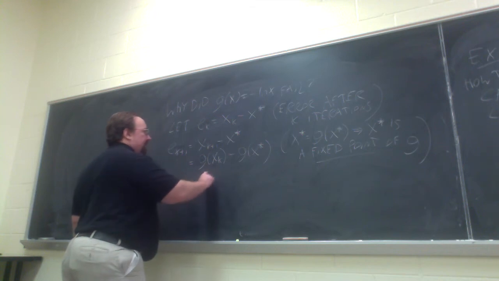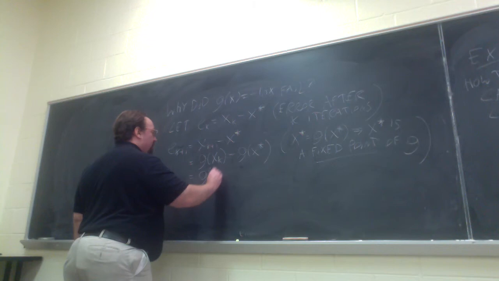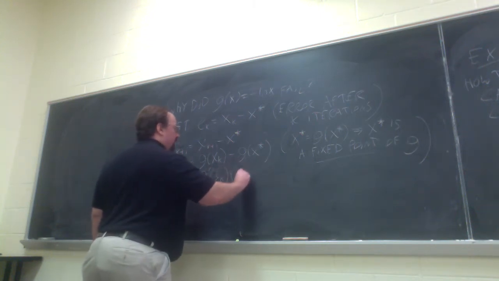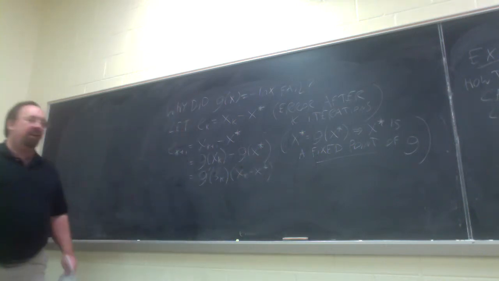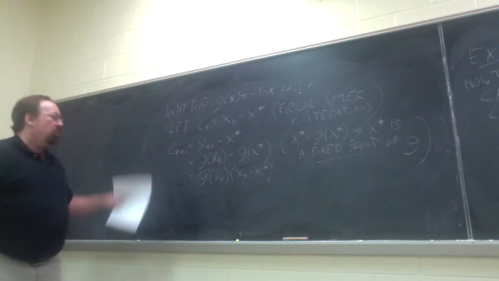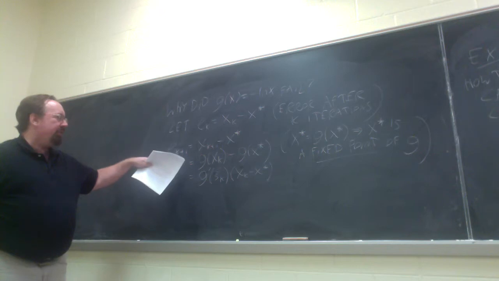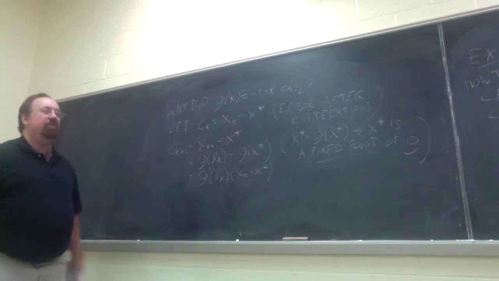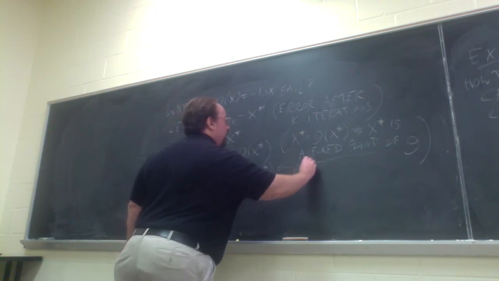So now that I have a difference of g values, I can rewrite this as g prime at some unknown point, which I'll call c_k, times x_k minus x star. And earlier today I asked the class, what theorem from Calculus 1 allows me to rewrite this difference in g values in this form using the derivative? Eventually what the class said was the mean value theorem.